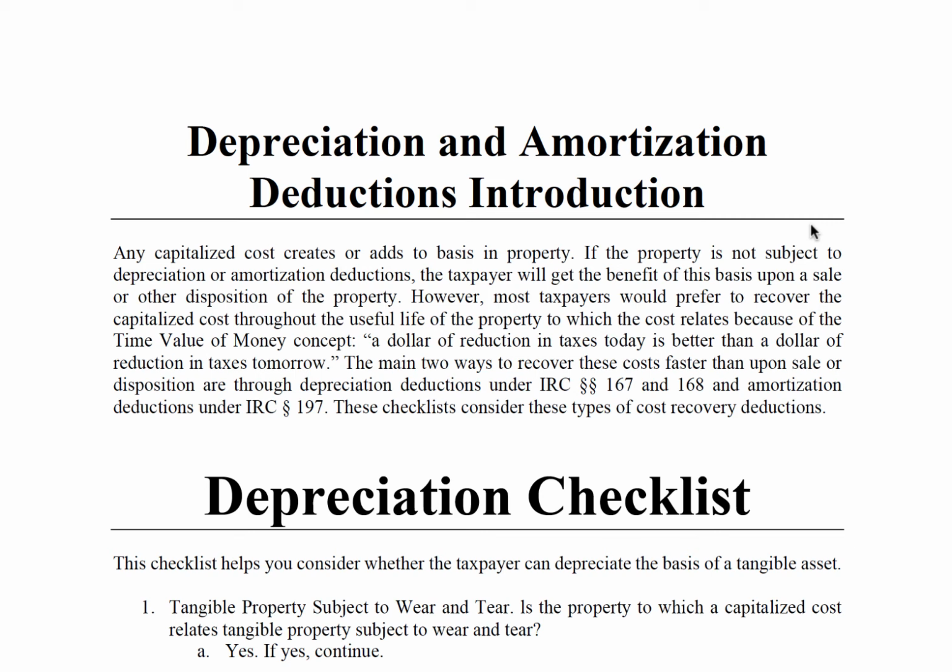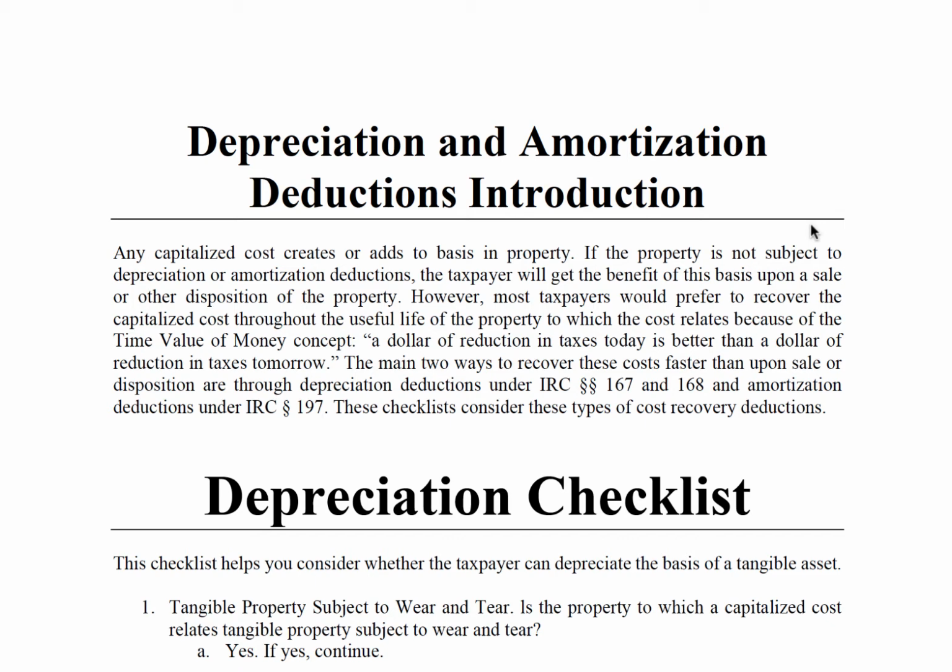Hello. In this video, we'll consider depreciation and amortization deductions. Now, you might recall that in previous discussions, we talked about the distinction between capital expenditures and immediate expensing. Recall that with immediate expensing, the taxpayer could deduct the item immediately and not have to wait until the future to get the benefit of the items with respect to basis.